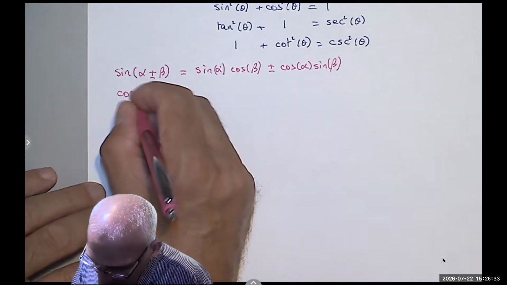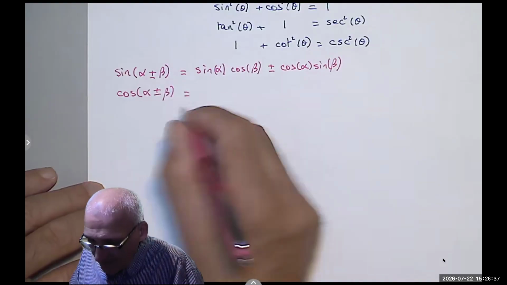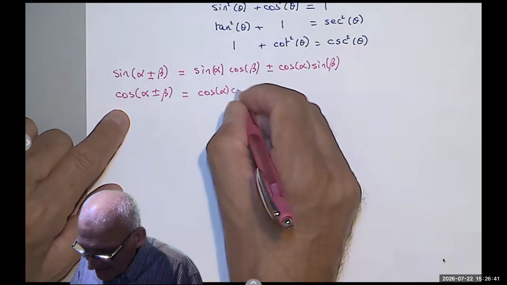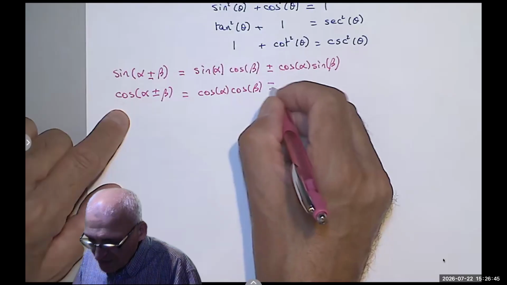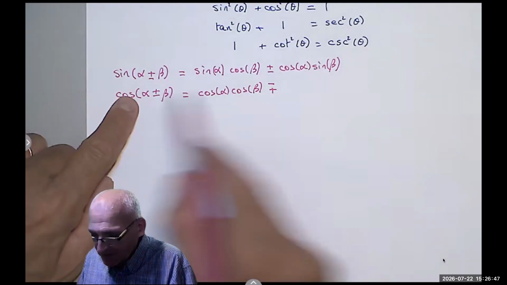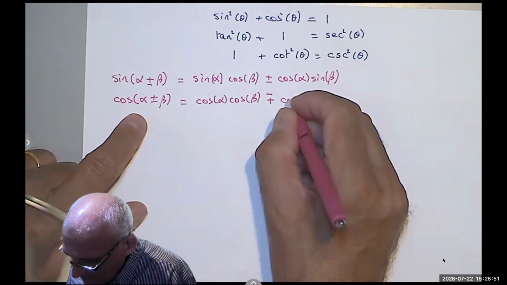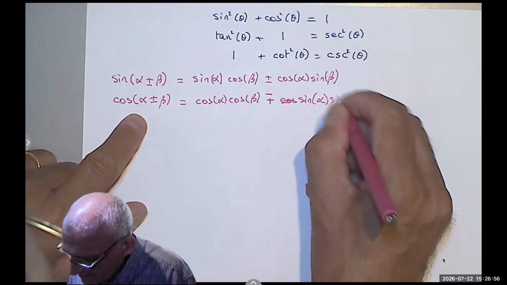Likewise for cosine of alpha plus or minus beta. Here you get cosine alpha cosine beta minus or plus, so it's the opposite. If this is plus, you subtract. If it's minus, you add. Then sine alpha sine beta.